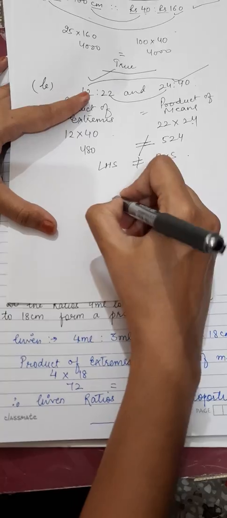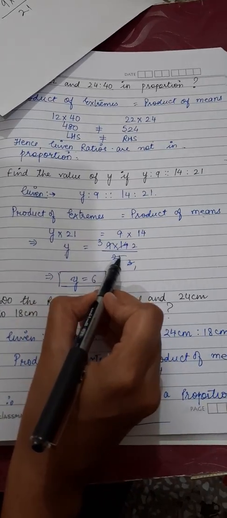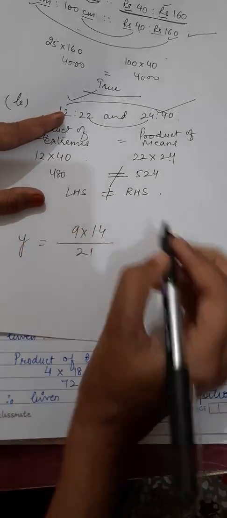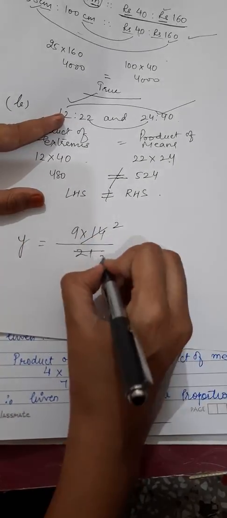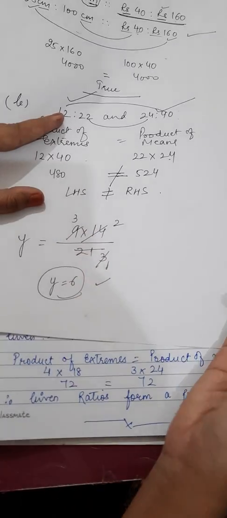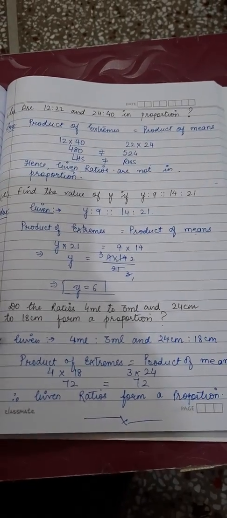Now let me cancel it for you. 9 into 14 upon 21. 21 will go on the other side in divide. So that's why I have written it in divide. Now let's find out. 7 2s are 14, 7 3s are 21, 3 1s are 3, 3 3s are 9. So the value of y will come out to be 6. Answer is 6. Okay. Now let's do the next question.